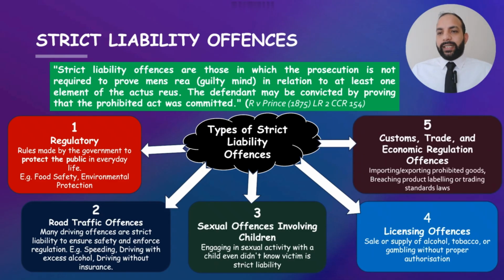Okay, so number five is customs, trade and economic regulation offenses. Import, export of prohibited goods, breaching product labeling or trading standard laws. So if you're doing anything related to customs laws or trade laws and you're breaching the laws, you can't say that you don't know about it. That is not an excuse at all. And even if you say you don't have any bad intention or any mens rea behind it, that is also not an excuse for these offenses. So if they are strictly liable, that means you don't need to prove any mens rea.